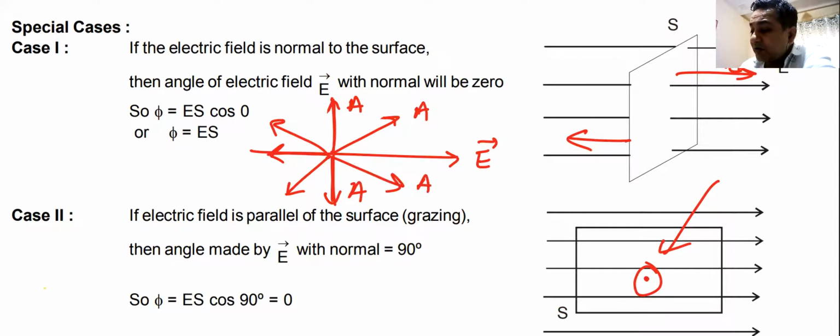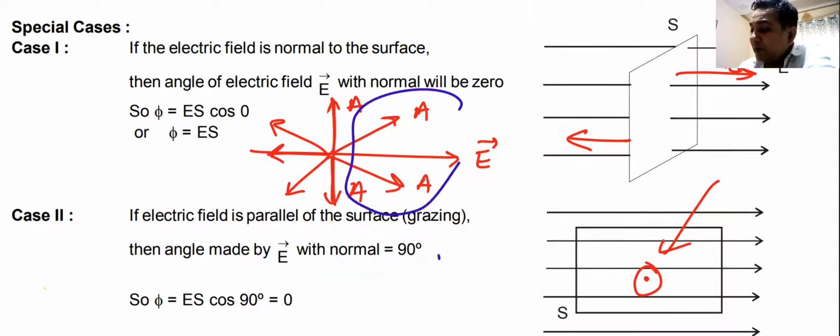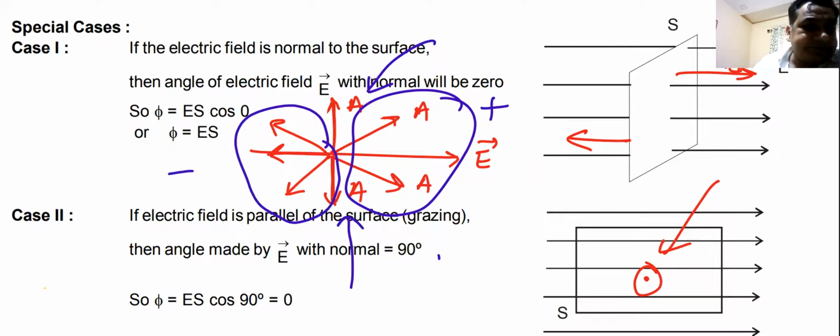Area vector here, positive. So all these cases where the angle is acute, it becomes positive flux. All the places where the angle is obtuse, it becomes negative flux. If the angle is 90 or 270, flux becomes zero.